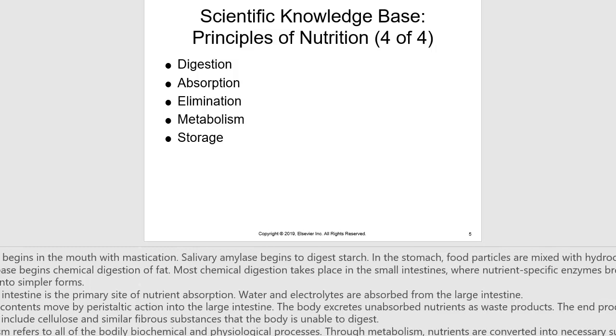And I want to talk about the definition of metabolism. So the definition of metabolism we'll use in class refers to all the bodily, biochemical, and physiological processes. Through metabolism, nutrients are converted into necessary substances for cell function. Two types of metabolism are anabolism and catabolism. Anabolism is the building of more complex chemical substances from smaller particles. Catabolism is the breakdown of body tissues into simpler substances. Although catabolism produces some energy, both processes require energy, which comes from food or stored sources. All macronutrients, carbs, protein, and fat, produce chemical energy and maintain a dynamic balance of tissue buildup and breakdown.